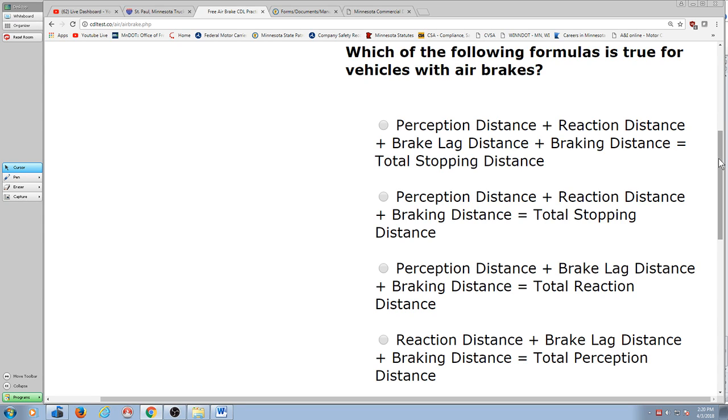those situations. Which of the following formulas is true for vehicles with air brakes? A: Perception distance plus reaction distance plus brake lag distance plus braking distance equals total stopping distance. B: Perception distance plus reaction distance plus braking distance equals total stopping distance. C: Perception distance plus brake lag distance plus braking distance equals total reaction distance. D: Reaction distance plus brake lag distance plus braking distance equals total perception distance.